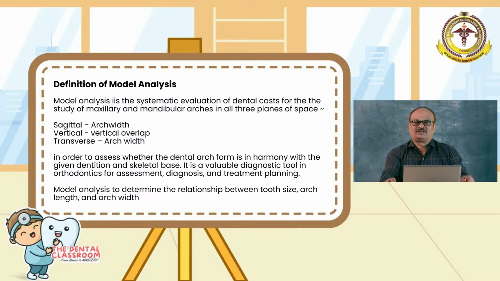So what is model analysis? It is nothing but analysis or looking at the models we have got from the patient's impression. It is done to see all the three planes: the sagittal, the vertical and the transverse. Transverse is arch width, sagittal is arch length, and vertical is how much overlap there is between the maxillary and mandibular dentition. In order to assess whether the maxilla and mandible are correctly aligned to one another in all these three spaces, we do what is called model analysis.